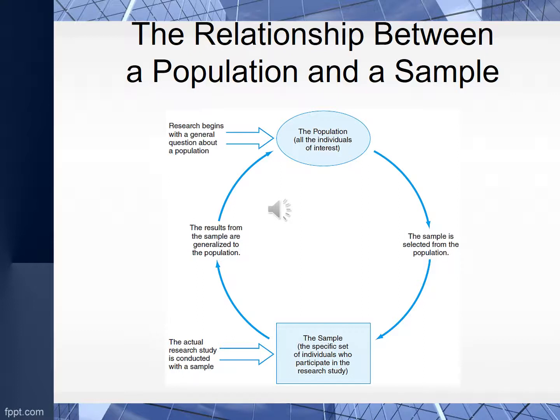The relationship between a population and a sample. You see in this chart that research begins with a general question about a population. The sample is then selected from the population. The actual research study is then conducted with the sample, and the results from the sample are generalized to that population.